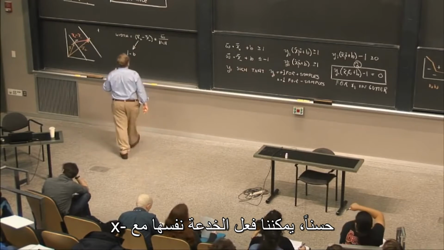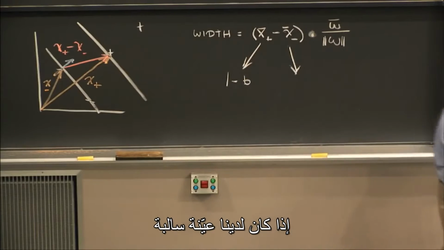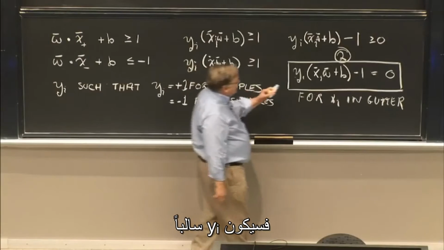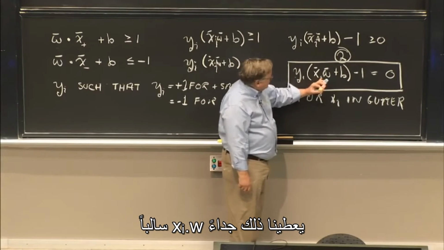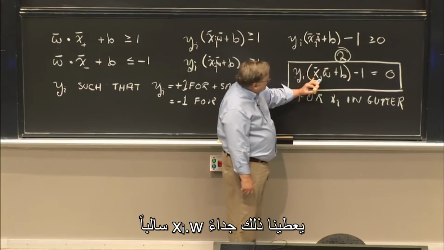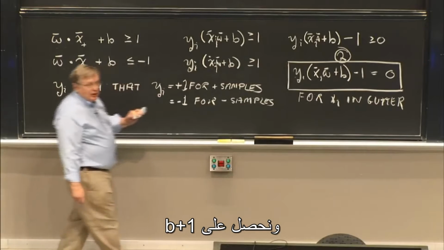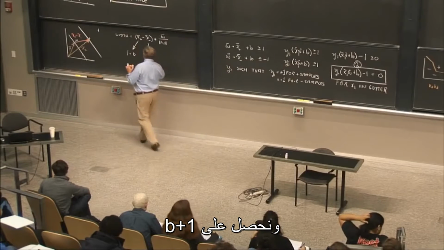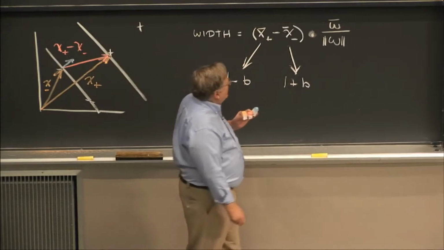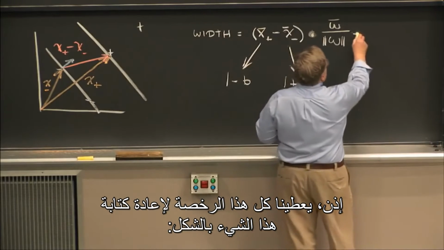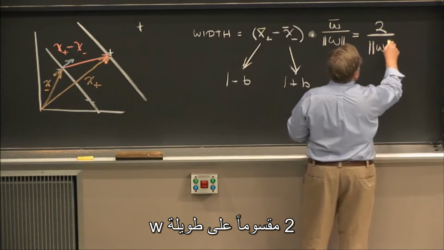Well, we can do the same trick with x minus. If we've got a negative sample, then y sub i is negative. That gives us our negative w dotted with x sub i. And now we take this stuff back over to the right side, and we get 1 plus b. Right? So that all licenses us to rewrite this thing as 2 over the magnitude of w.